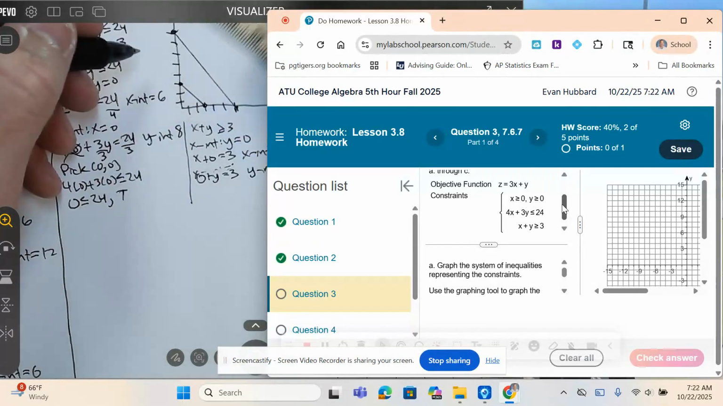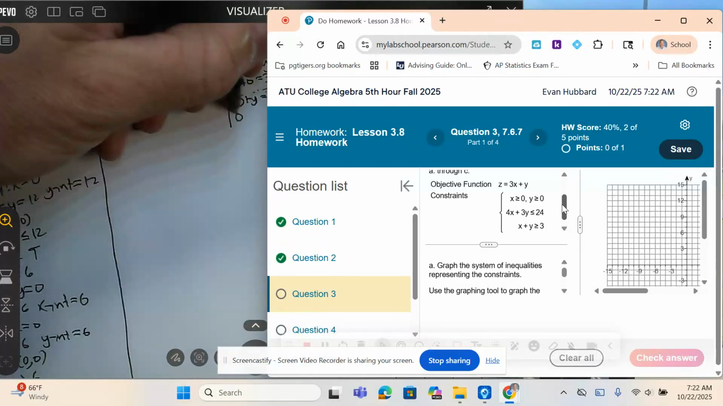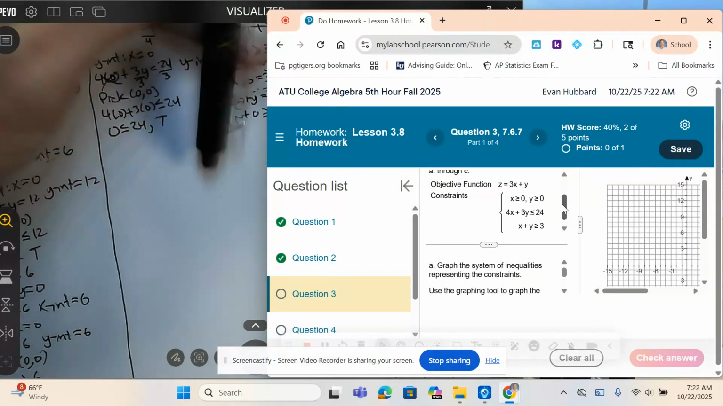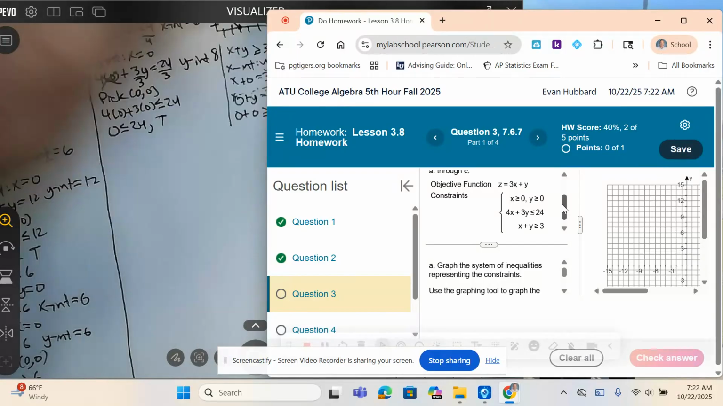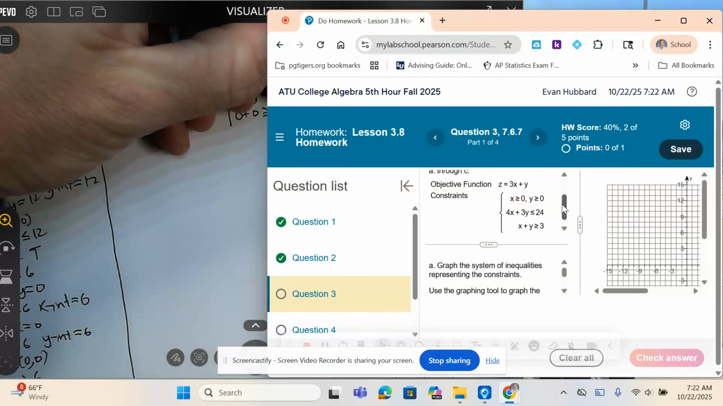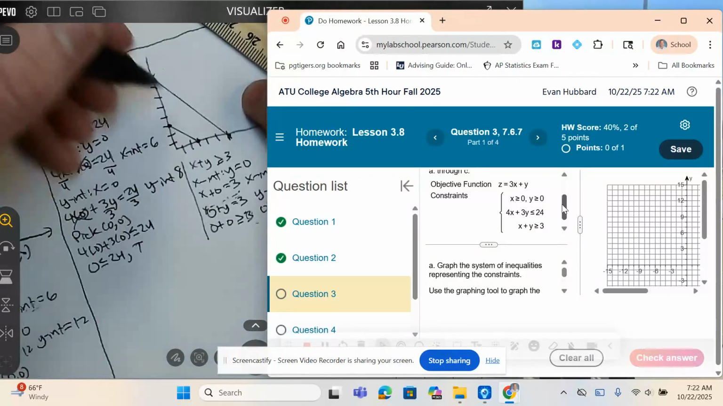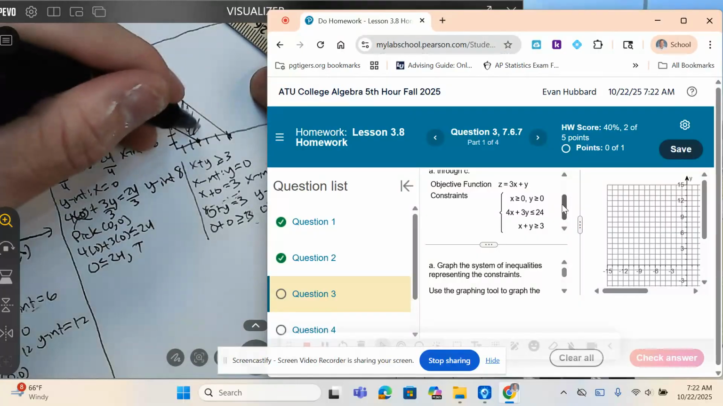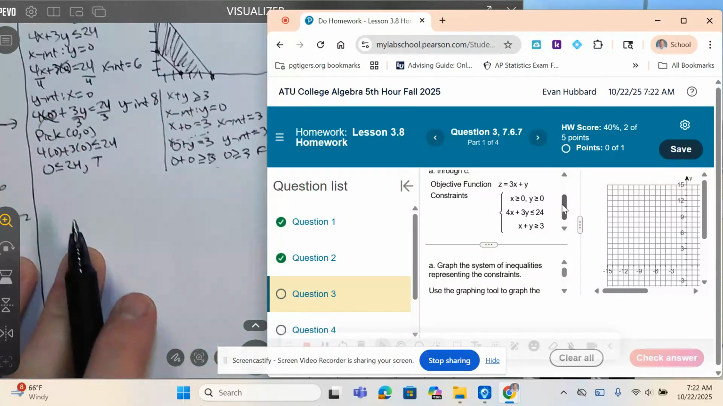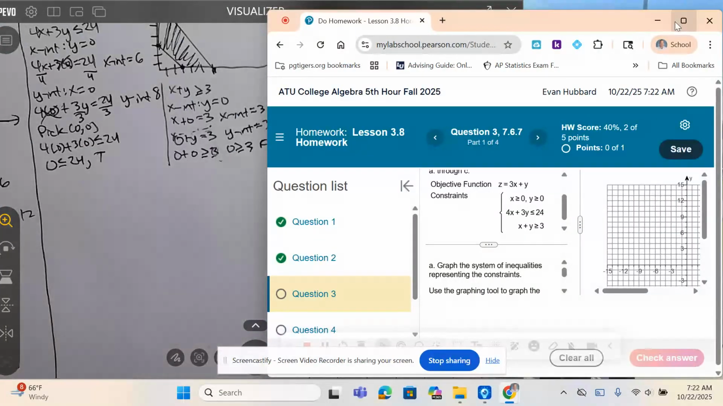And so then this one's going to be 0 plus 0 greater than or equal to 3. And that is 0 greater than or equal to 3. That's false. So I'm going to be shading away from 0, 0. So it's going to be this region again. Okay, so now we have 4 boundary points. Okay, so let's graph this real quick.